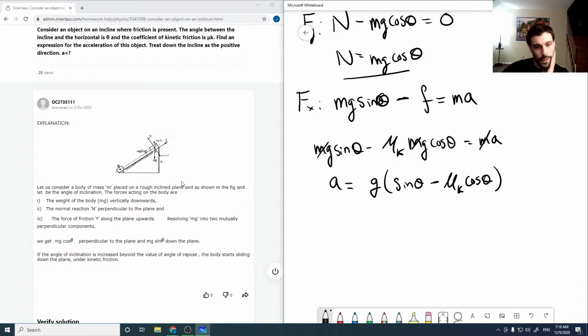Okay, let's look at the solution here. Body of mass m. The weight of the body vertically downwards, the normal perpendicular to the plane, force of friction upwards. So we can get mg cos theta and mg sine theta.